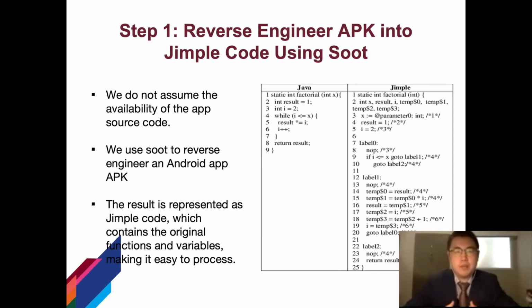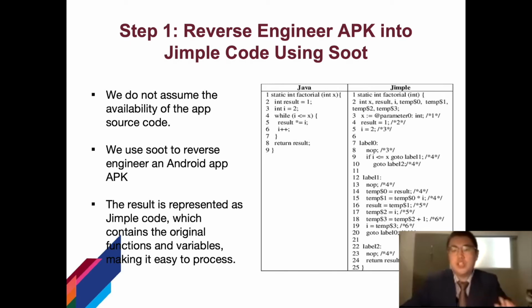So in the first step, we reverse engineer the APK into Jimple code using Soot. We don't assume the availability of the app source code because we find that most of the mobile apps are not open source. Then we use Soot to reverse engineer an Android APK. Here is one example between the Java code and the Jimple code. What we can see is the result is represented as Jimple code, which contains the original functions like here, and also the variable names and the types, static int.